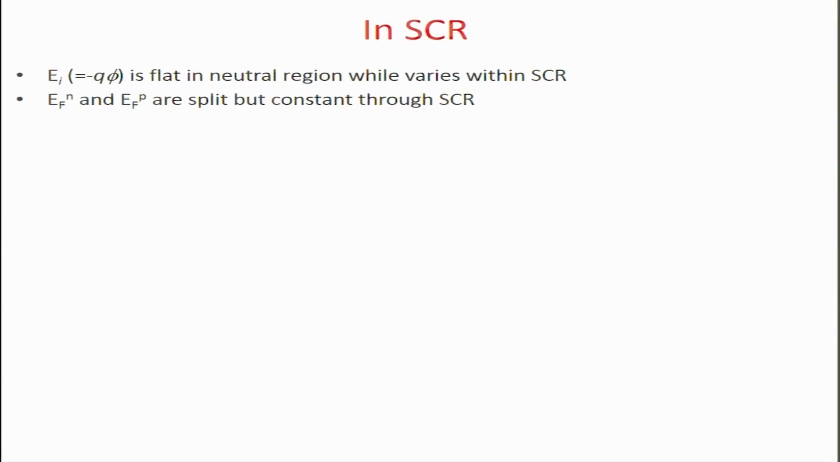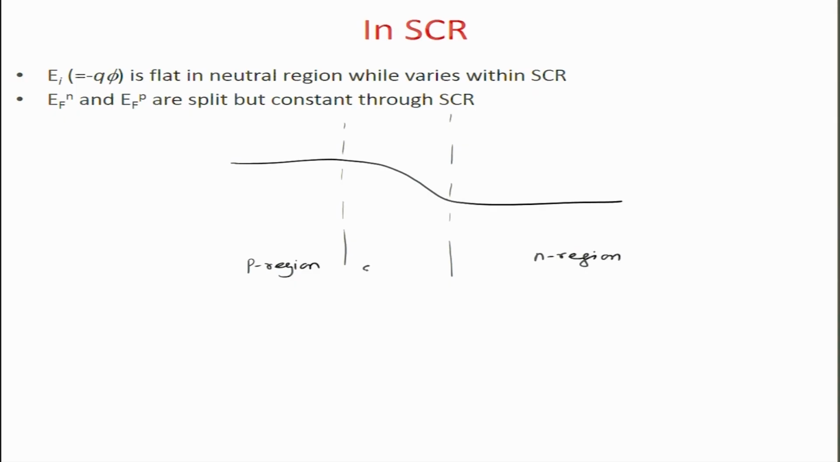So now we draw the band diagram of a PN junction semiconductor. Let us say this is the band diagram, and within this, this is the P region, this is the N region, and between these we have the SCR. Essentially this is, let us say, the EI, the intrinsic Fermi level.